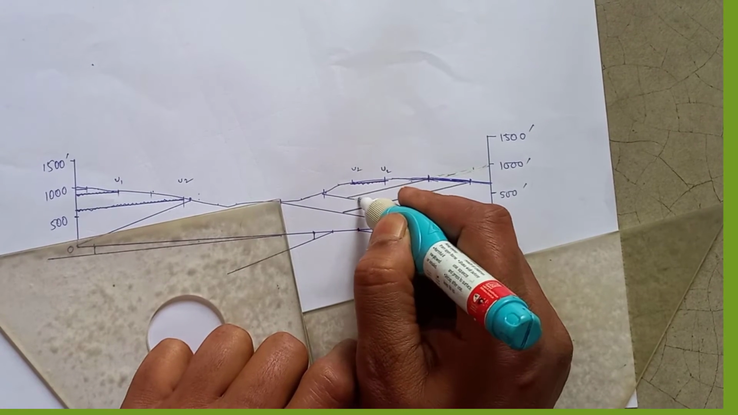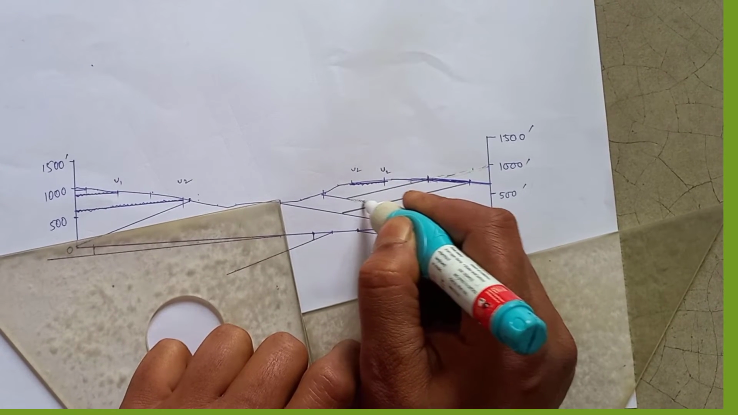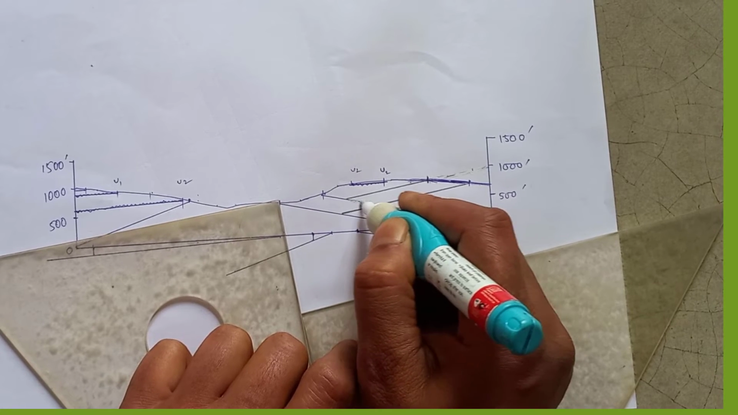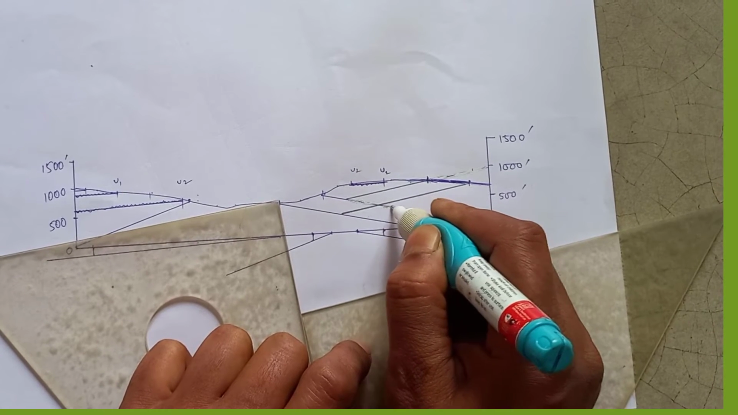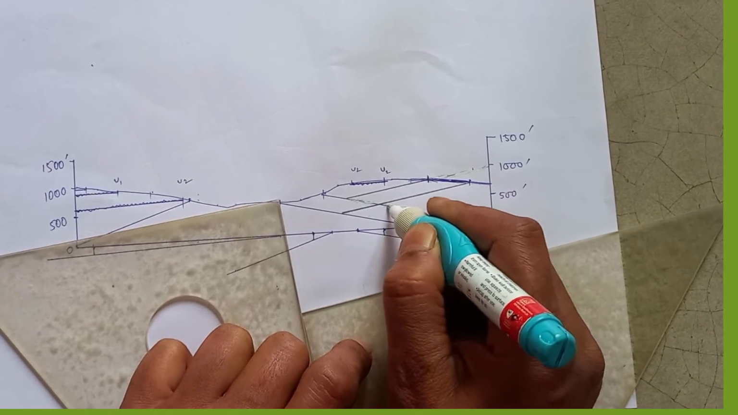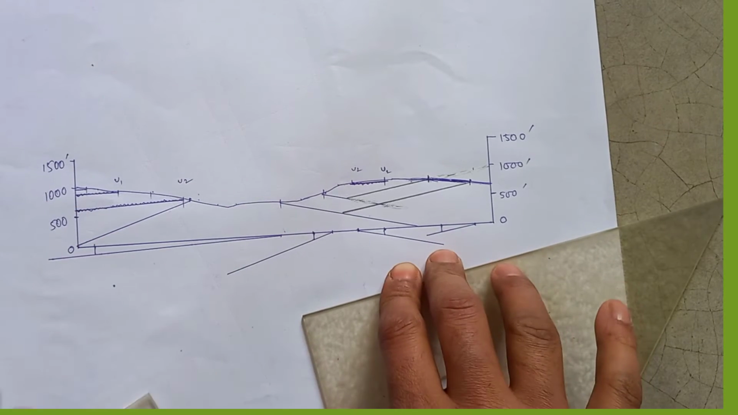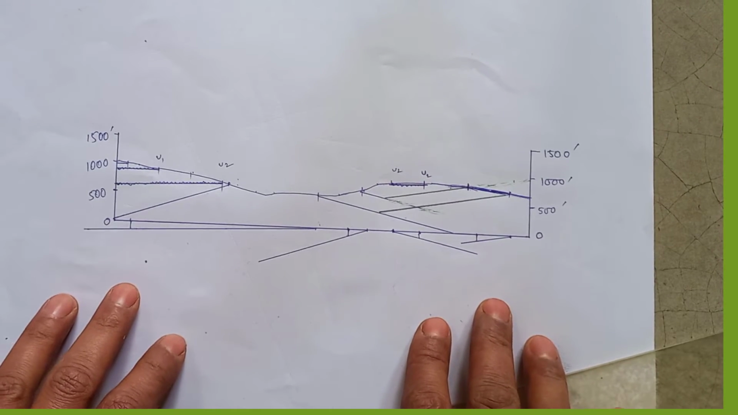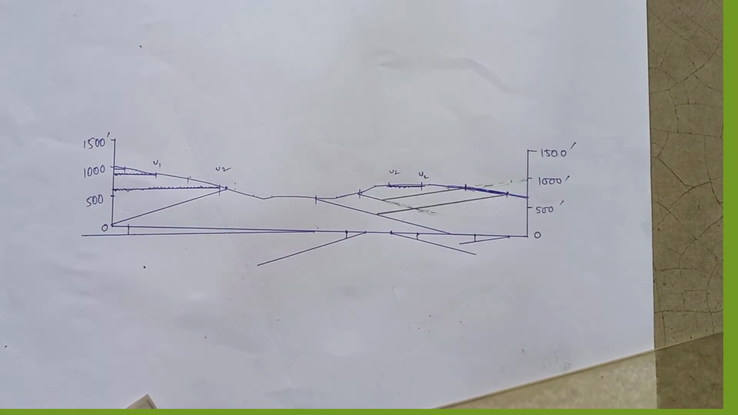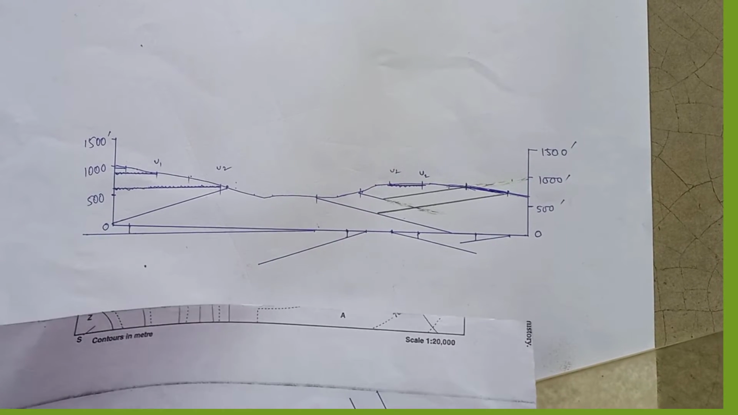Okay, and we need to remove this line. So if you use a pen, then it is very difficult to erase this line. So in a geological map, whenever you draw a geological map, you must use a pencil. Okay, our map is complete along the section line, but some hidden things we need to identify.